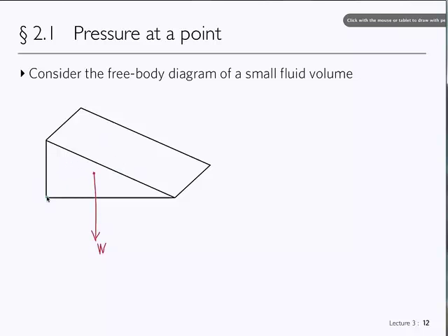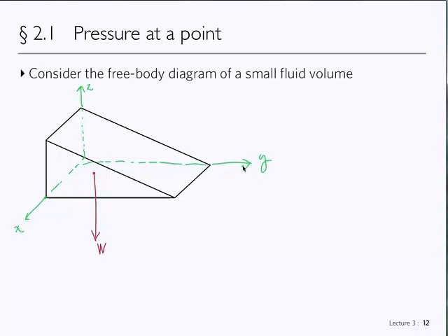wall. So let's imagine that we have our axes here, so that this is Z and this is X and this is Y. This is a small fluid volume, and so it's going to have dimensions. On this side is going to be delta Y. So this distance here up to here is delta Y. This distance up to here is going to be delta X, and this distance up to here is going to be delta Z.